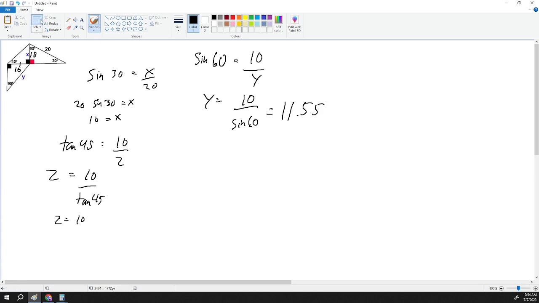You get this, right? So actually, this uses two kinds of those special triangles.